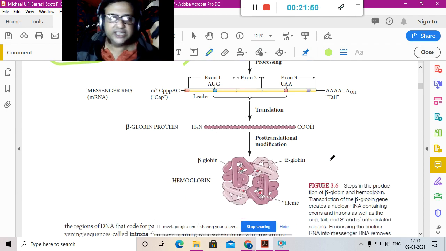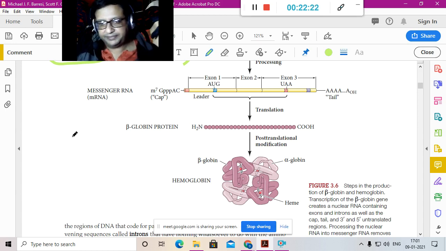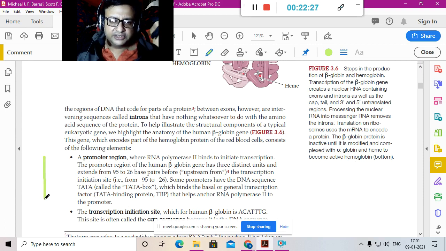Then you have post-translational modification: methylation, acetylation, sumoylation, different types of things take place, and this beta globin folds into its secondary and tertiary structure, and it binds with alpha globin and another molecule, and you have the eventual hemoglobin protein formed. This is the best example of a eukaryotic gene which you can study. You can even apply this note in your eukaryotic gene in your molecular biology paper. I am mentioning this time and again. So this is the anatomy of the gene. All these things you have to read.